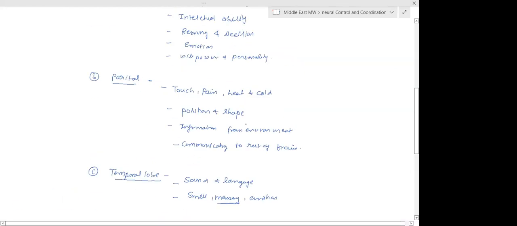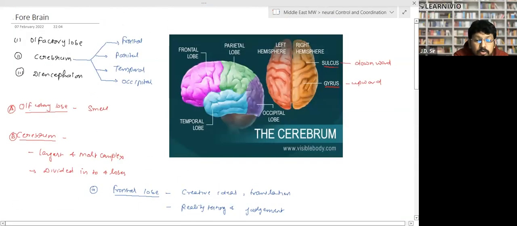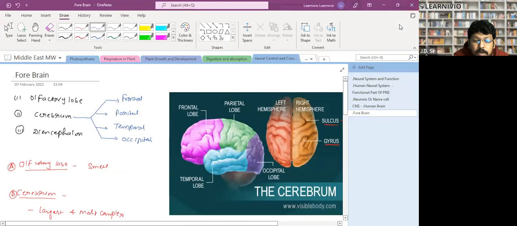So put the next heading, mid and hind brain. We studied the forebrain. Now we are going to study the mid and hind brain.